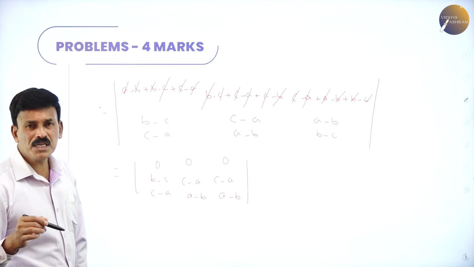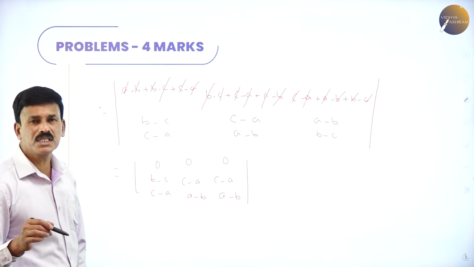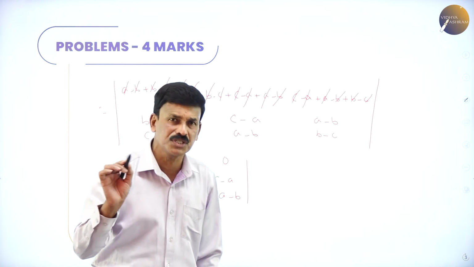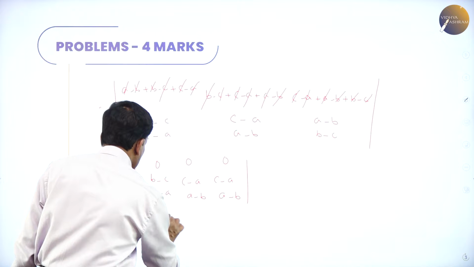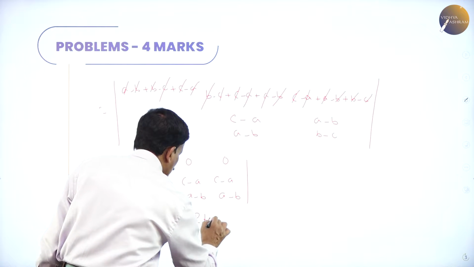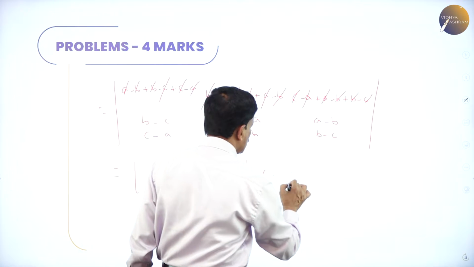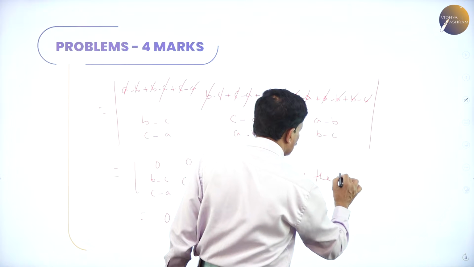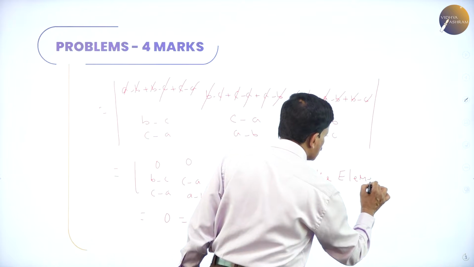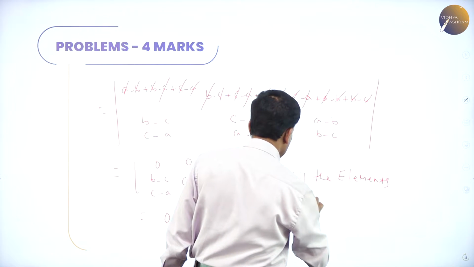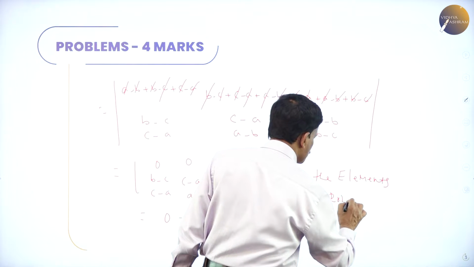If all the elements in a row or column are zeros, then the value of a determinant is equal to 0. Now here this is equal to 0 RHS, because the reason is all the elements in the first row are zeros.